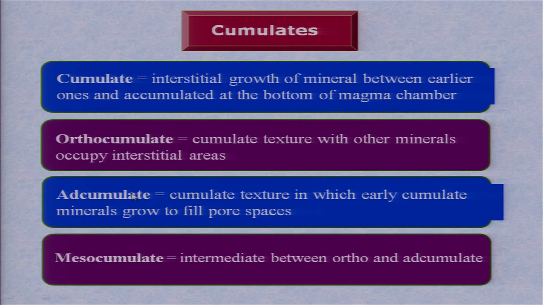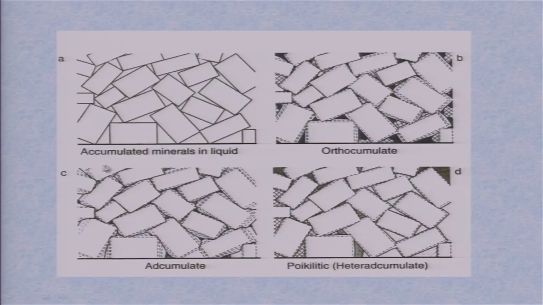Adcumulate is another variety of cumulates. Cumulate texture in which early cumulate minerals grow to fill pore spaces. Whatever pore spaces are there in the rock, that space is occupied by the crystals. Mesocumulate is intermediate between ortho and adcumulate. This kind of texture is neither fully orthocumulate nor fully developed adcumulate. It is intermediate between the preceding two textures. I will show you all these textures with the help of line diagrams here.